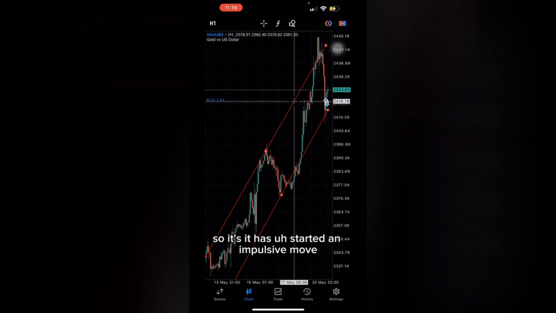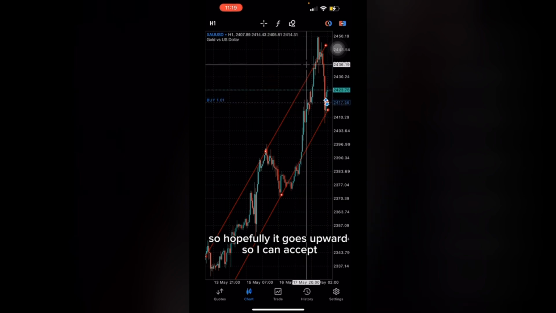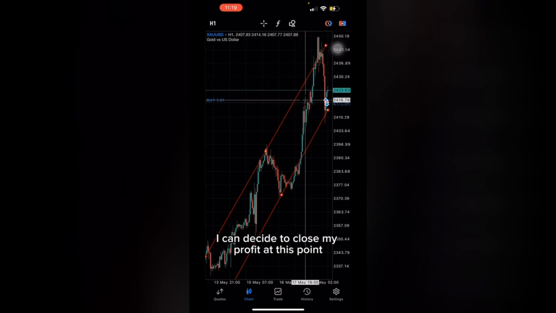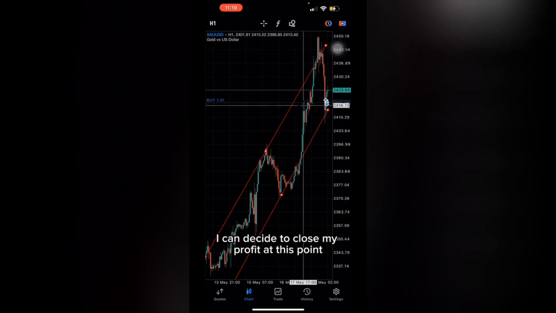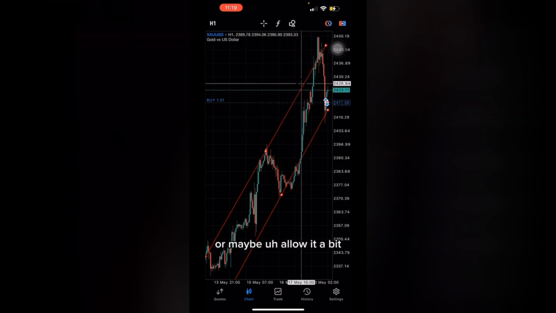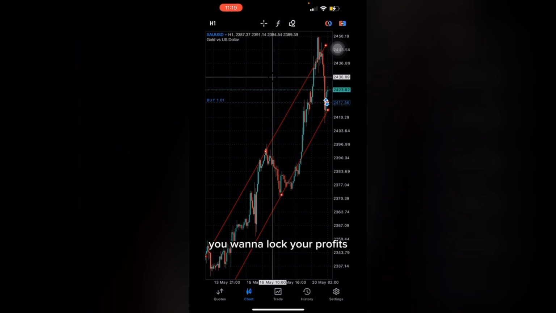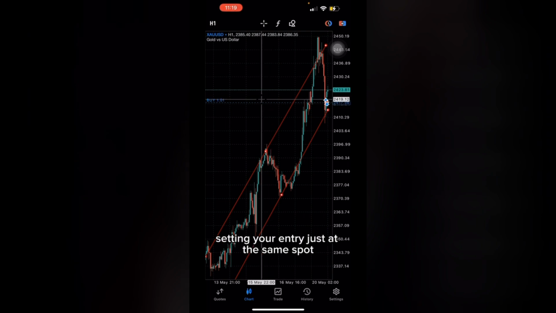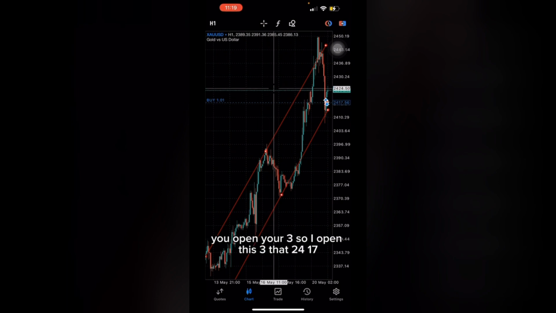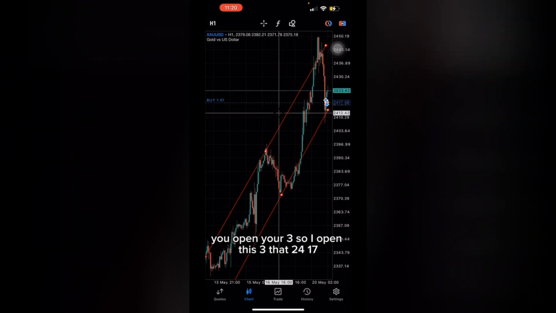So it has started an impulsive move, so hopefully it goes upward. I can decide to close my profit at this point, or maybe allow it a bit. Sometimes what you want to do is lock your profit. You want to do a trail stop. Trail stop means setting your stop loss just at the same spot you opened your trade. So I opened this trade at 24.17.